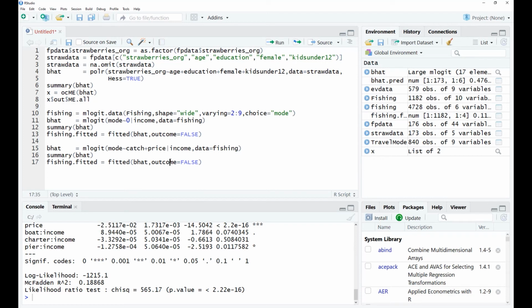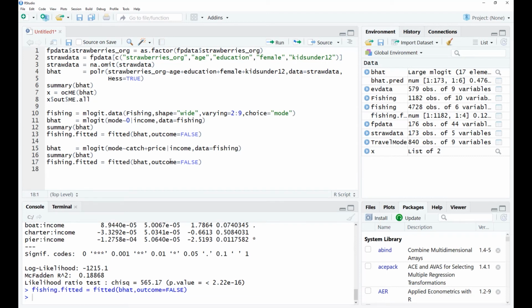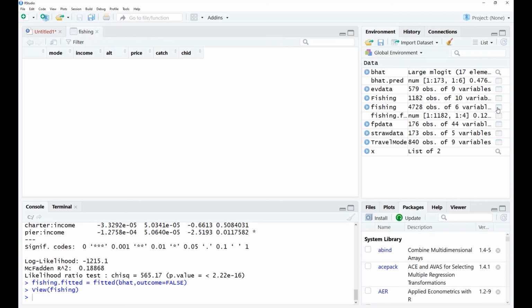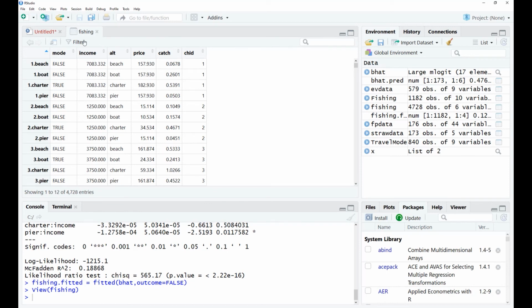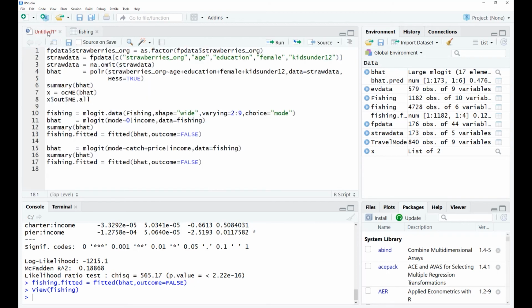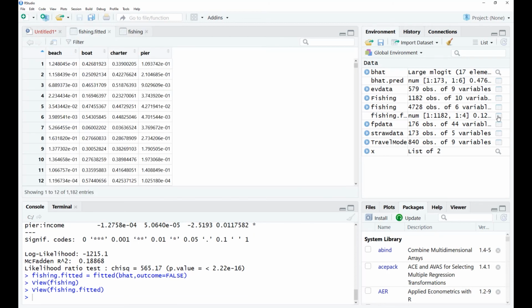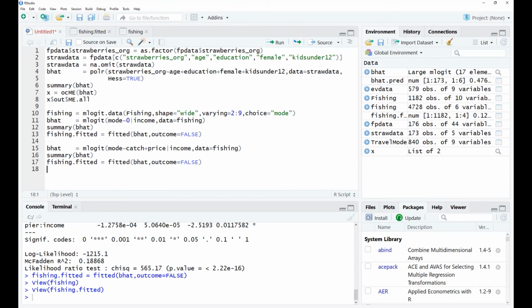Very much like before, we can now execute the fitted values. Okay? And we said that individuals 1 and 2 both picked charter. So now when we look at the fitted values, we can see that the results have changed slightly. But for the first 2 individuals, charter still has a very high probability of being picked. So this is the fishing data set.